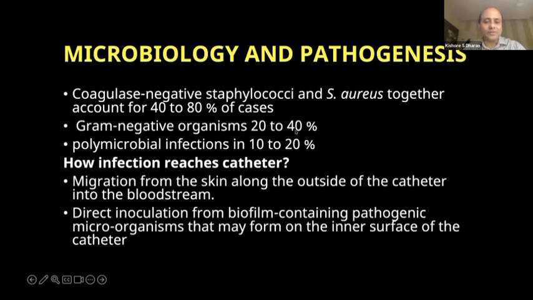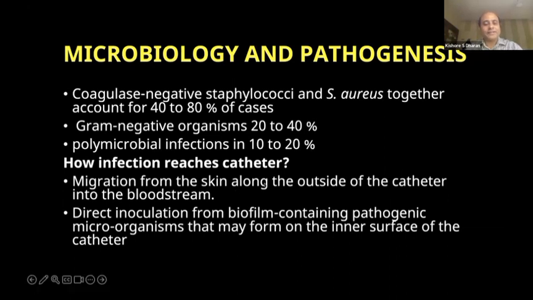So what are the organisms? One is coagulase-negative staph and Staph aureus. The gram-positive organisms, which are skin contaminants, account for 40 to 80% of cases. The gram-negative organisms like Klebsiella and Pseudomonas account for 20 to 40%. Polymicrobial infection, with more than one organism, accounts for about 20%. As the catheter grows older, the chance of polymicrobial infection also increases.